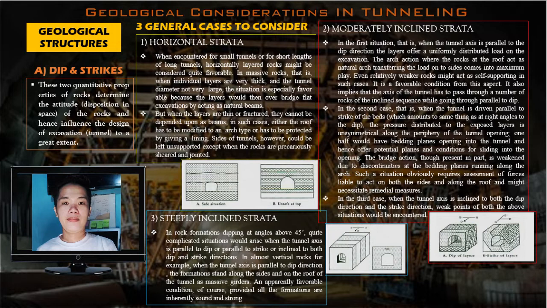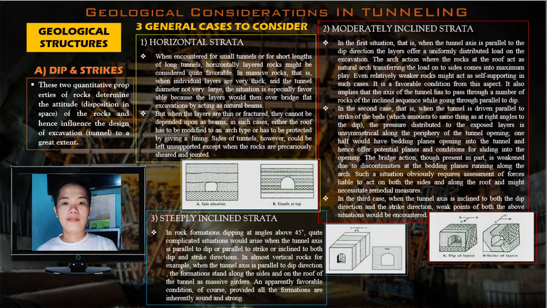When encountered for small tunnels or for short lengths of long tunnels, horizontally layered rocks might be considered quite favorable. In massive rocks, that is, when individual layers are very thick and the tunnel diameter not very large, the situation is especially favorable because the layers would then overbridge flat excavations by acting as natural beams. But when the layers are thin or fractured, they cannot be depended upon as beams. In such cases, either the roof has to be modified to an arch type or has to be protected by giving a lining. Sides of tunnels, however, could be left unsupported except when the rocks are precariously sheared and jointed.